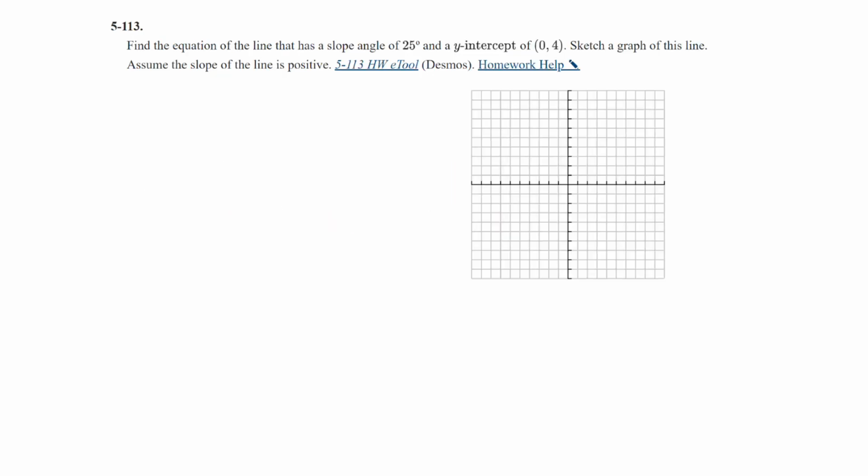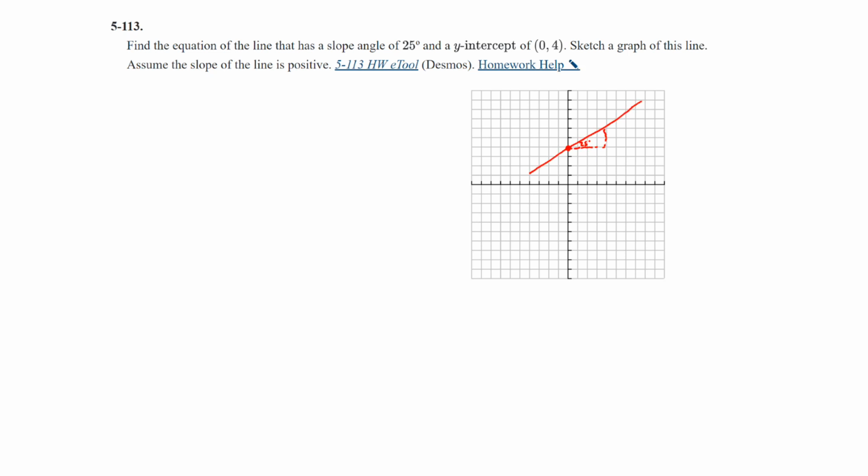Question 113. Find the equation of the line that has a slope angle of 25 degrees and a y-intercept of 0, 4. Sketch the graph of this line. Assume the slope of the line is positive. So we know it goes through the y-intercept at 0, 4. And we know the slope angle has to be 25 degrees. So remember what that means is that when we draw our slope triangles, wherever it's going to fall, this angle right here has to be 25 degrees.